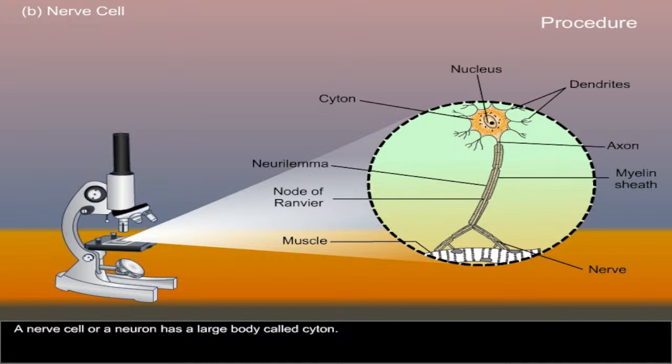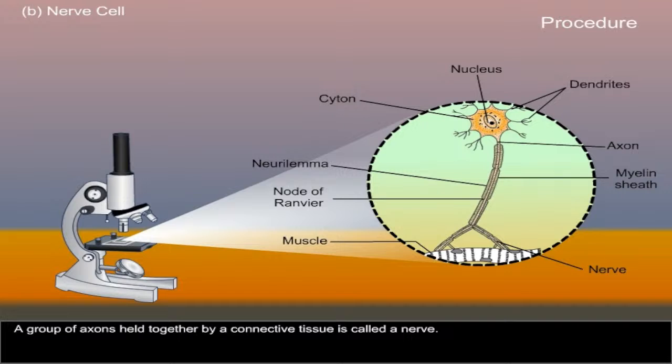A nerve cell or a neuron has a large body called cyton. The cyton has a prominent nucleus. Cyton has cytoplasmic projections called dendrites. One of the dendrites is long and is called axon.